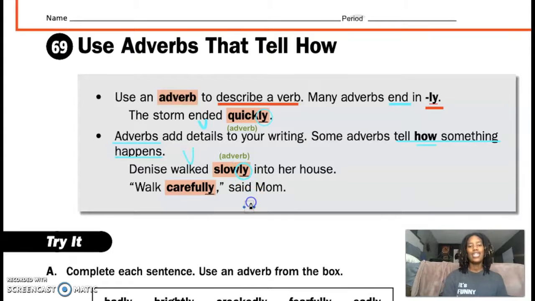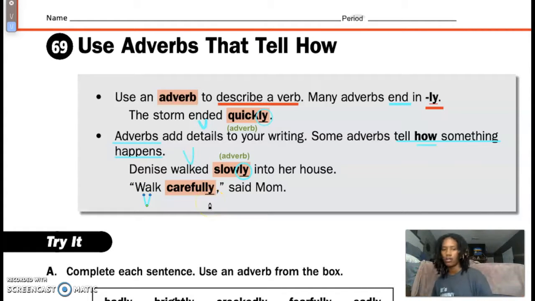Now, next example says, walk carefully, said Mom. Now, in these quotations, what is my verb? Easy, walk, because walk is an action, right? And then our adverb is what? How does Mom say to walk? Mom says to walk carefully.